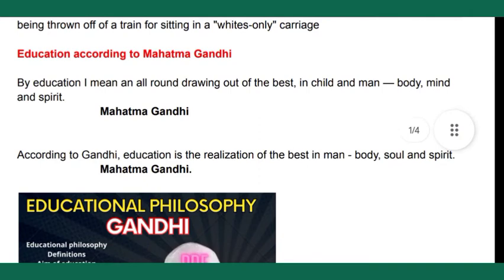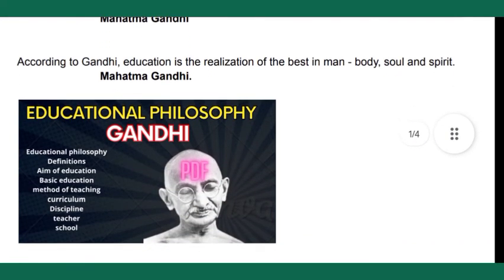Here you can see some definitions of education according to Mahatma Gandhi. What Mahatma Gandhi says is, by education I mean an all round drawing out of the best in child and man, body, mind and spirit. So Mahatma Gandhi says that education means we have to give students knowledge, and it should be all round development from body to mind and spirit. According to Gandhiji, education is the realization of the best in body, mind, soul and spirit.